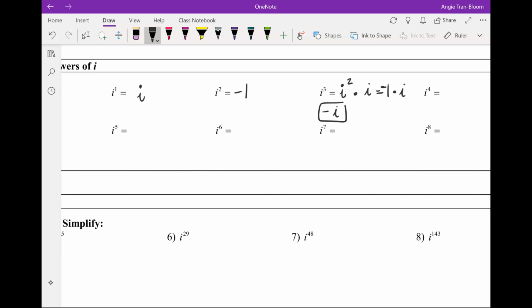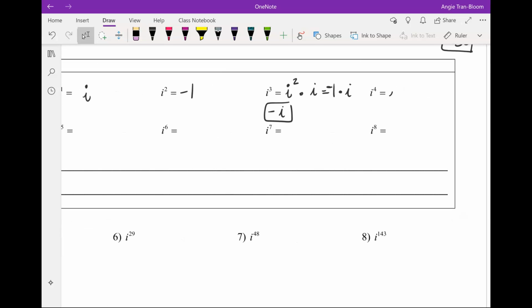Okay. I'm going to hold right there. How about i to the fourth? How would you simplify that? i squared times i squared. What's i squared always? Negative 1 times negative 1, which is 1. Amazing. i to the fourth is 1. Yes, you can from now on go straight. If you see i to the fourth, you can write down 1.